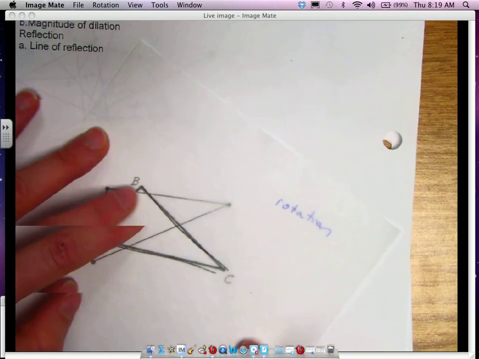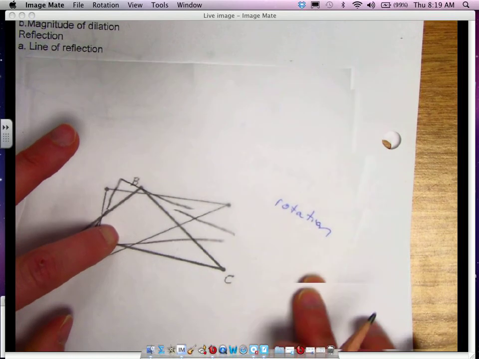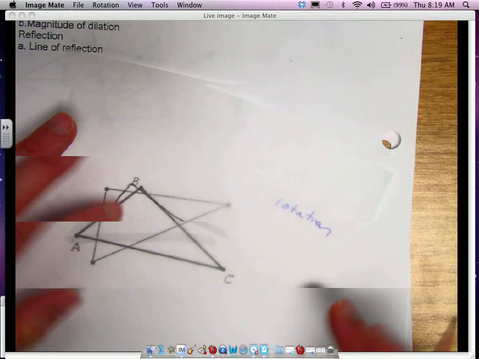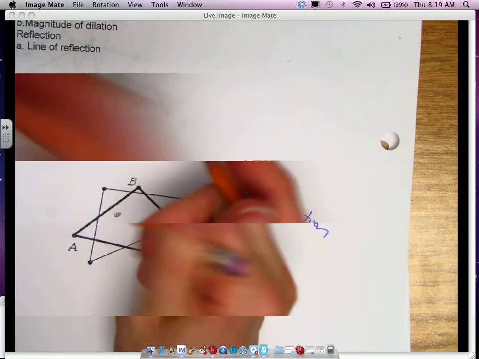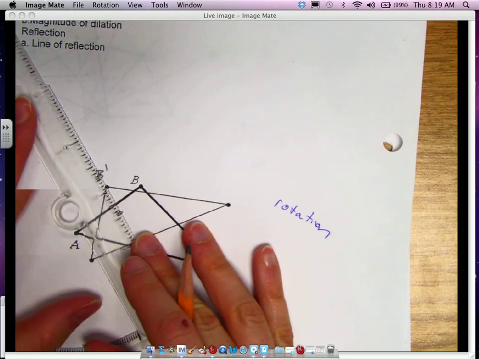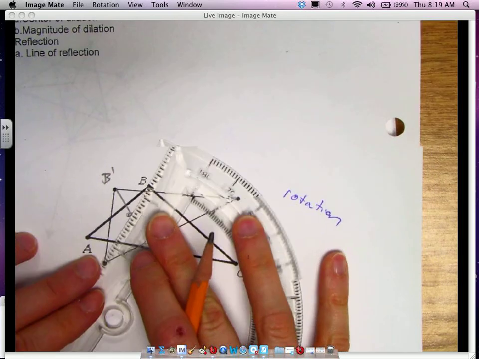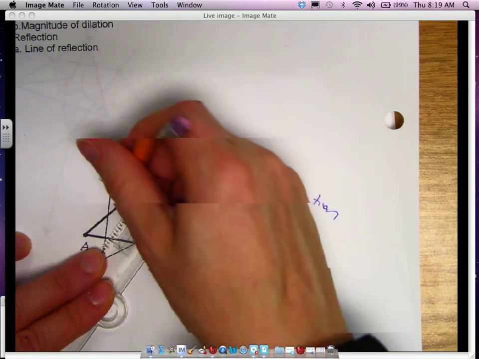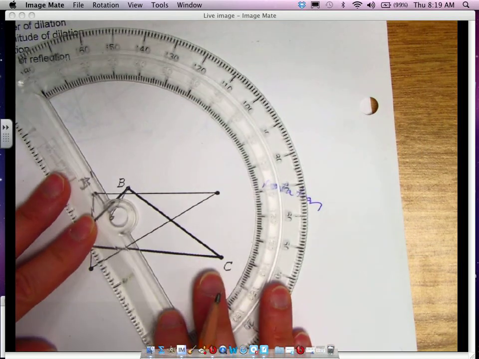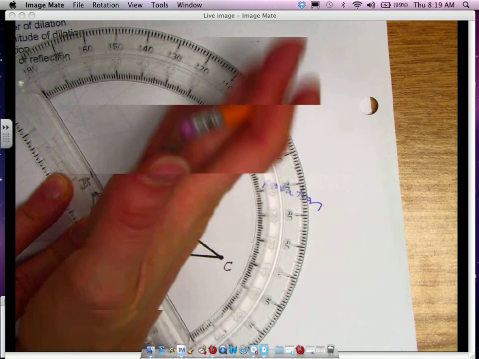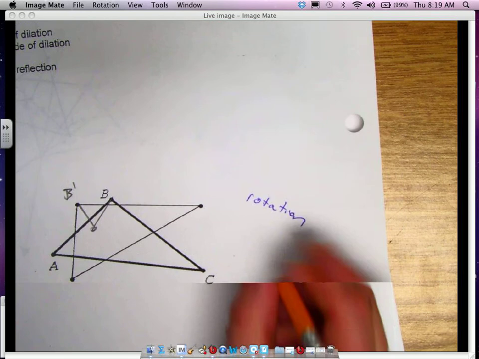If I go from here. Nope. That's better. So it's approximately here is my center. And then you know this is B naught right here. We trace, we connect them to the center, and then I'm going to measure it. I'm going to say this is approximately 50 degrees.